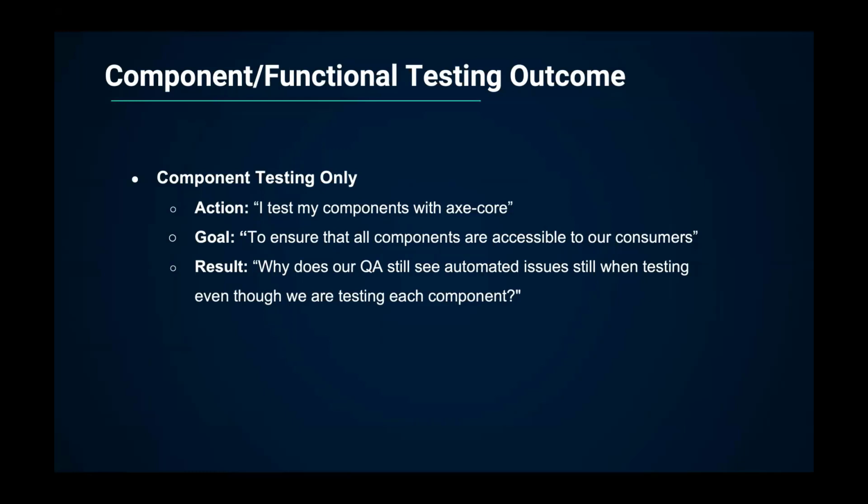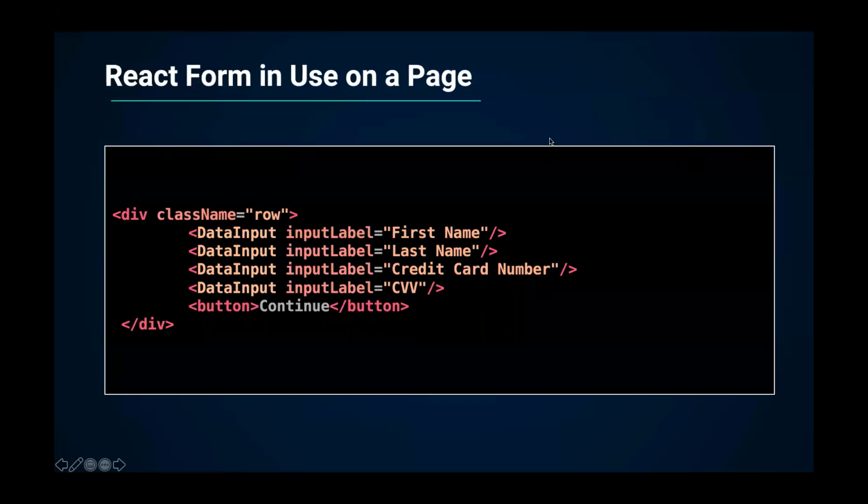However, when those components start to interact on the same page, I'm missing a step from accessibility testing, right? From an automated perspective. And that's where having a second level of integration testing helps out. So let's take a look now at the data input component we talked about that would be used on a page. So this is an example of it being used within another page itself within React. So it's a page component in React.